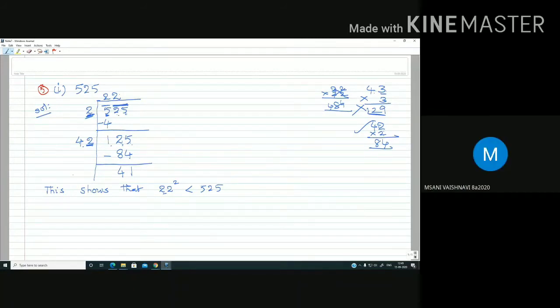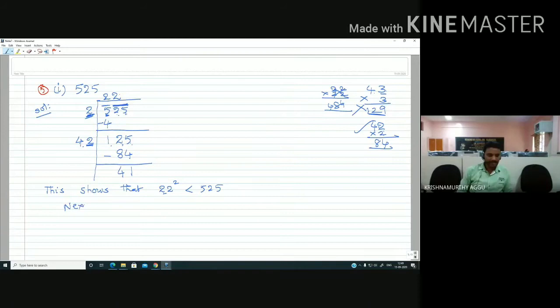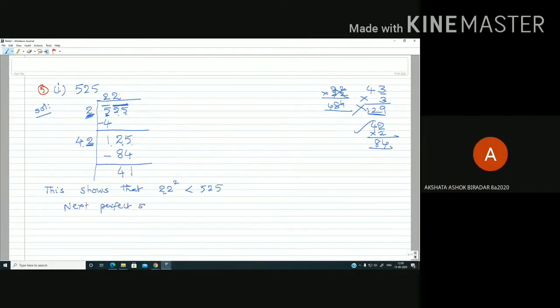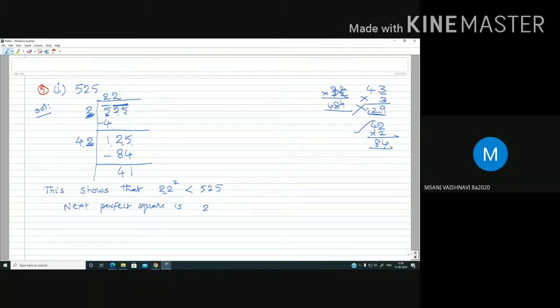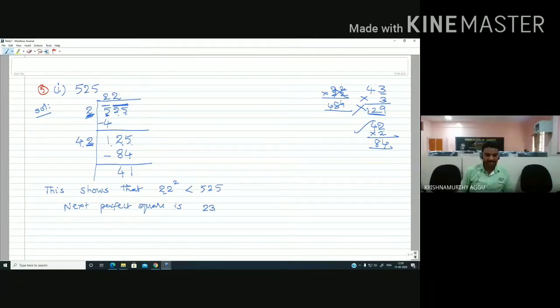Next, the perfect square. See, 22 square is less than that. We want more than 525. If you are adding some number to 525, you will get more than that. So the next perfect square number after 22 is what will come? 23. So after 22 square comes 23 square.